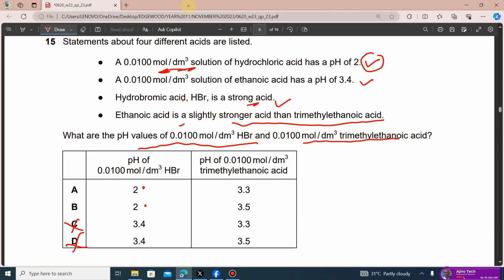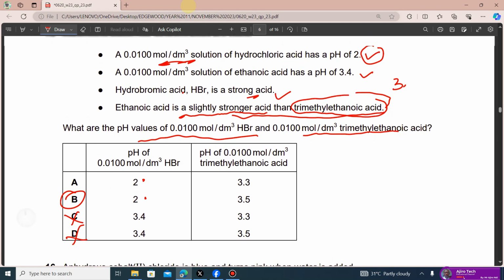We're told that ethanoic acid is slightly stronger. So for it to be a slightly stronger acid, it has a lesser value in terms of pH. So that means trimethyl ethanoic acid should have a value very close to 3.4, but higher than 3.4. So B is the most suitable answer, because 3.5 tilts more towards the neutral position, which makes it less acidic compared to ethanoic acid.